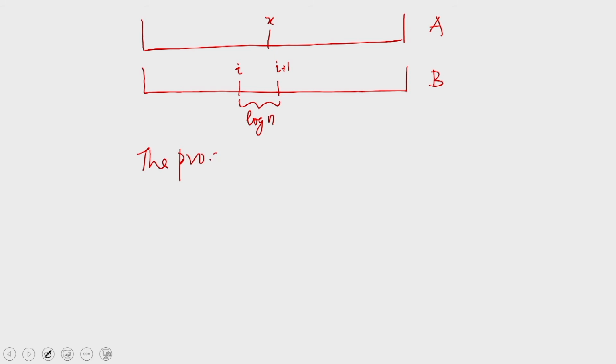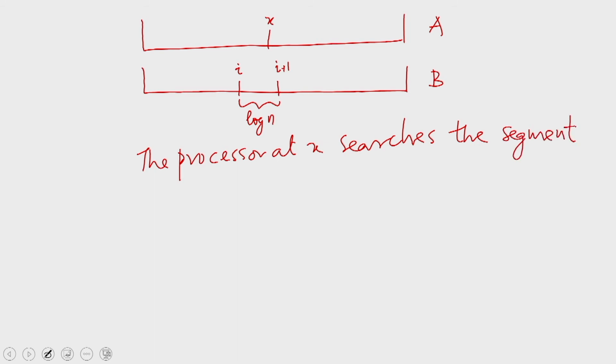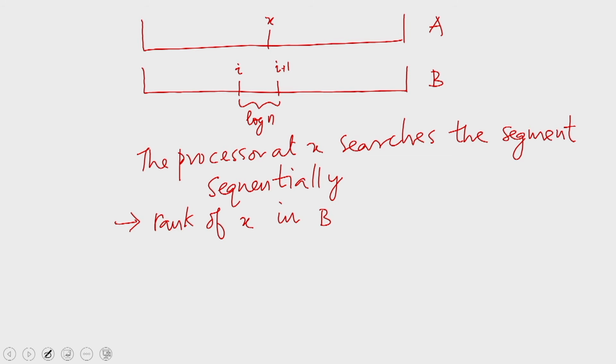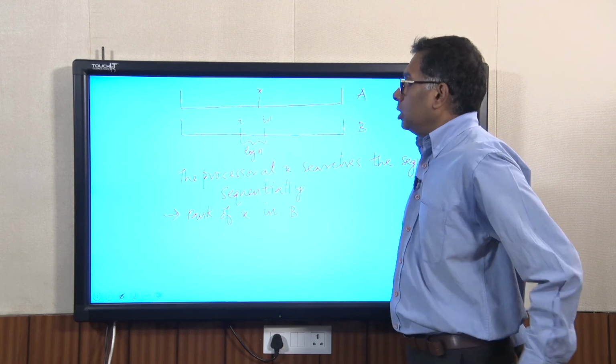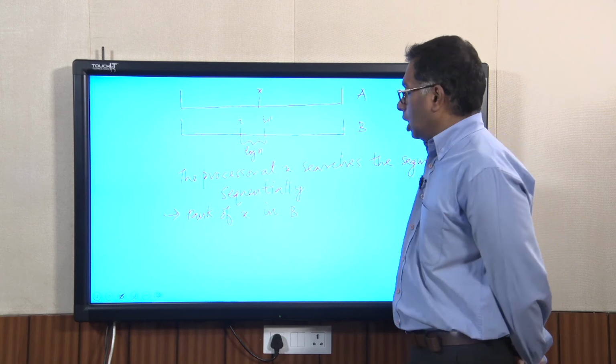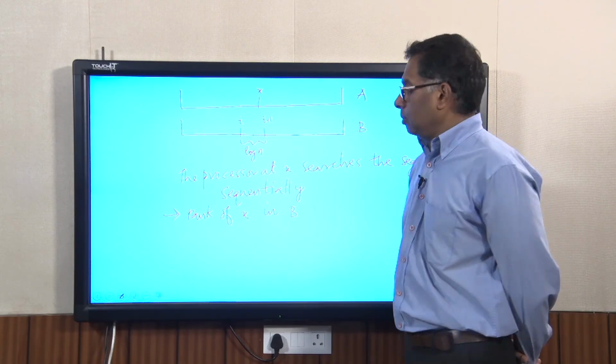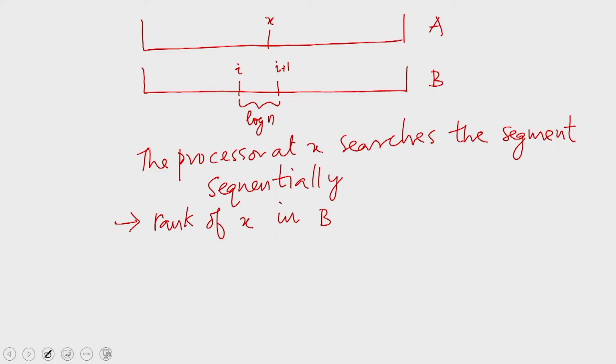The processor at X searches the segment sequentially to see where X fits. That is, in sorted order, where would X fit? So, this would give us the rank of X in B. This can be computed by every single X in parallel in order of log n time. That is because we have assumed that every leader has one processor. This processor can go to the segment on the other side to which the leader X belongs and search within the segment sequentially. Since the length of the segment is log n, the sequential search will come to an end in order of log n time, even if we use a linear search. Therefore, in log n time, we would have ensured that every leader would be ranked in the other array.